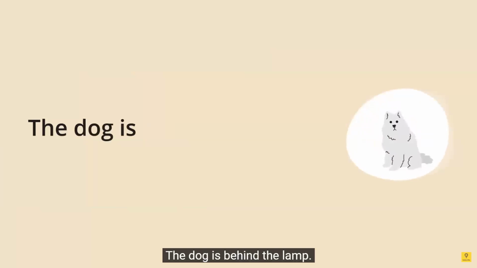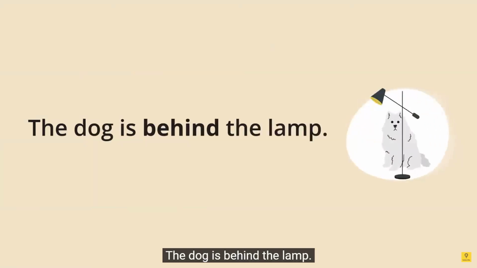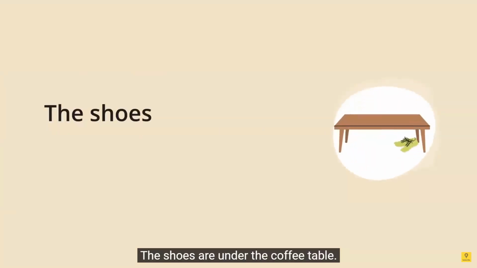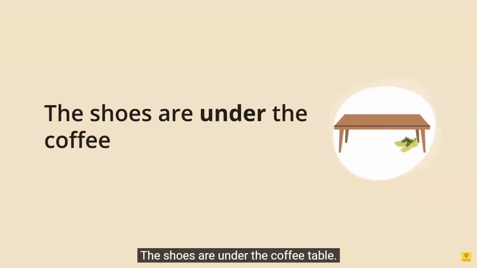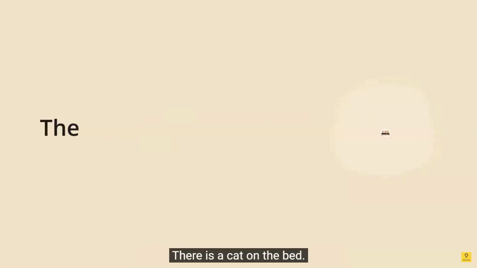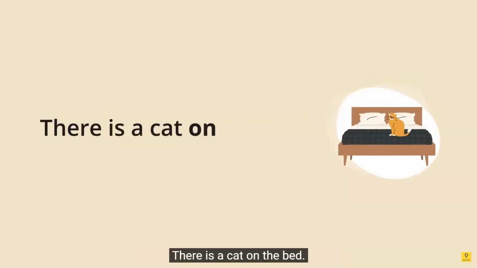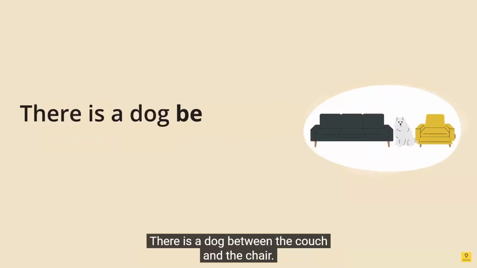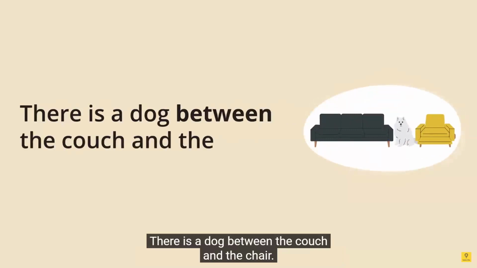The dog is behind the lamp. The shoes are under the coffee table. There is a cat on the bed. There is a dog between the couch and the chair.